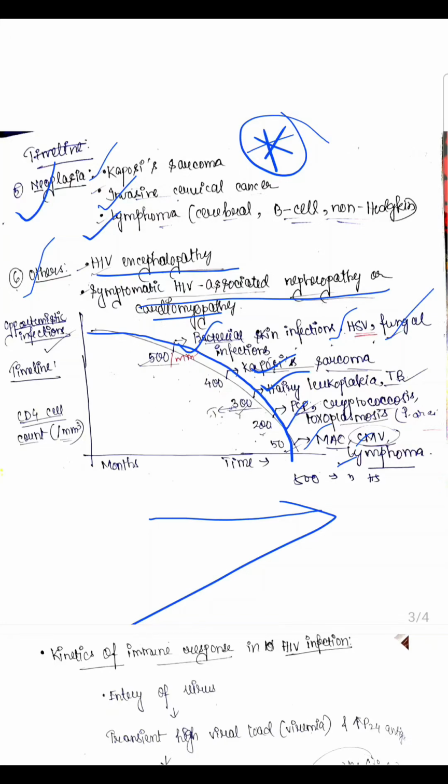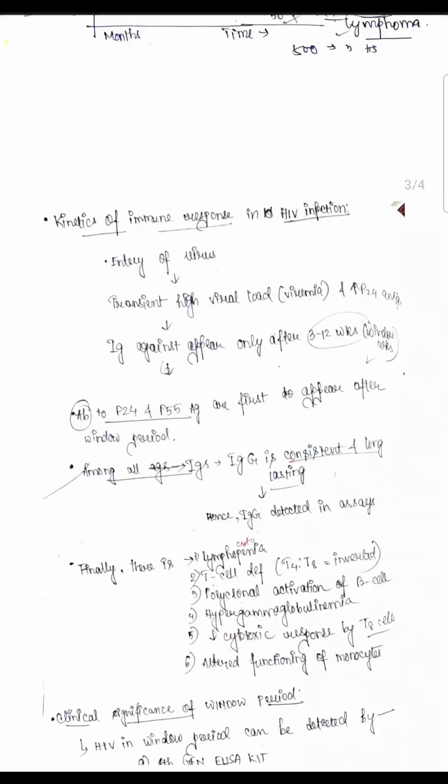So this was up to the opportunistic infections. Now we will go for the kinetics of immune response in HIV infection, which is another important topic, but you might skip it as I have not seen questions coming in university exams. But for interest, or for knowing how the host immune response occurs, you can continue. So now let's begin with kinetics of immune response in HIV infection.